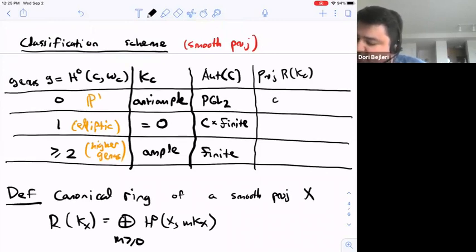And in the genus 0 case, it's empty. In the genus 1 case, it's a point. And in the genus at least 2 case, it's the curve itself.